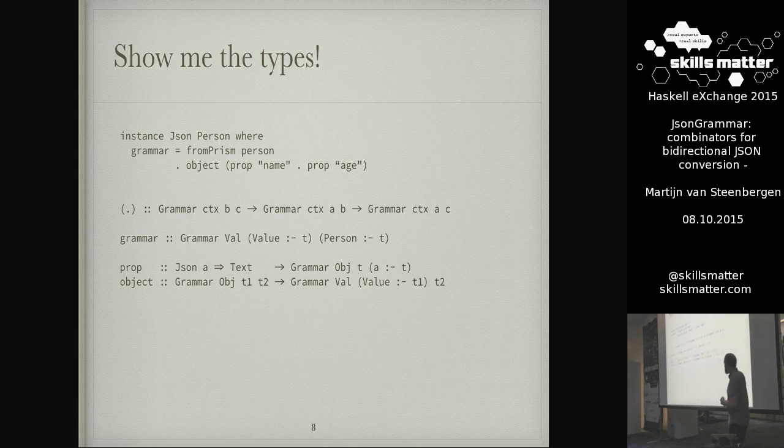And then there's object, which takes an object grammar. The object grammar describes how to parse properties or serialize the properties, and it says I'll turn it into a value grammar for you. And you can only compose with the dot operator and the diamond operator. You can only compose grammars that are in the same context.